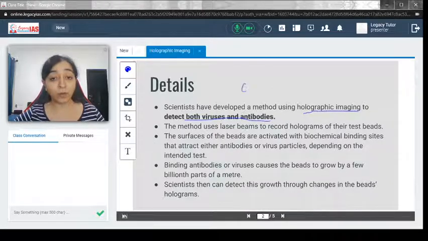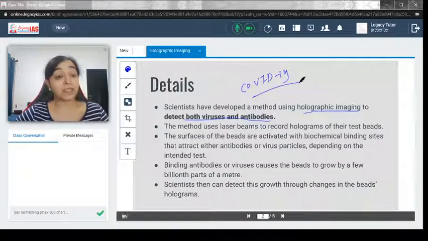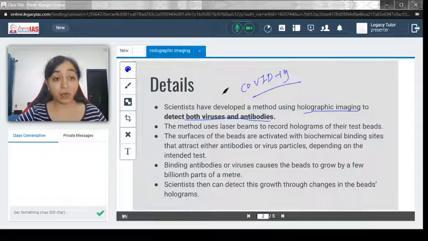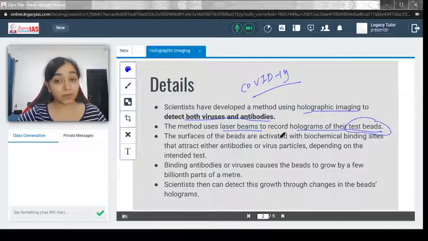Now we all know COVID-19 has triggered a different kind of research and R&D in terms of how tests are conducted, how we can detect viruses at a very easy level, like a rapid test. So this has been spearheaded, and scientists have found that holographic imaging could detect viruses as well as antibodies. The method uses a laser beam to record holograms of test beads. So test beads are something which get recorded. The surface of the beads is activated with biochemical binding sites that attract either antibodies or virus particles.